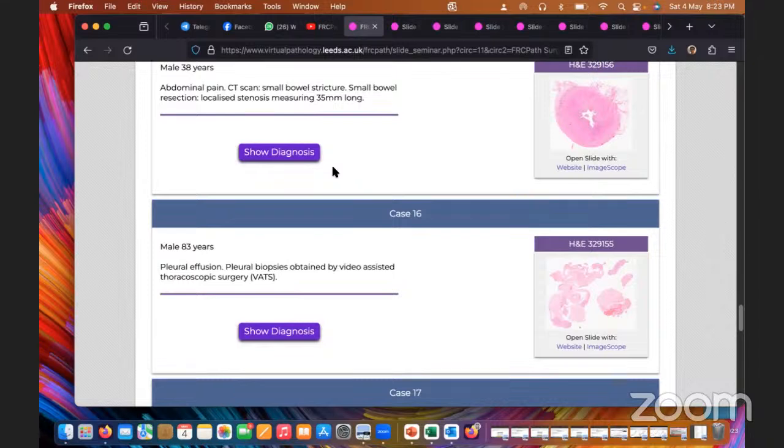Case 17, low-grade dysplasia observation. That question has also already been discussed. So I think all the questions that are there, we have answered.